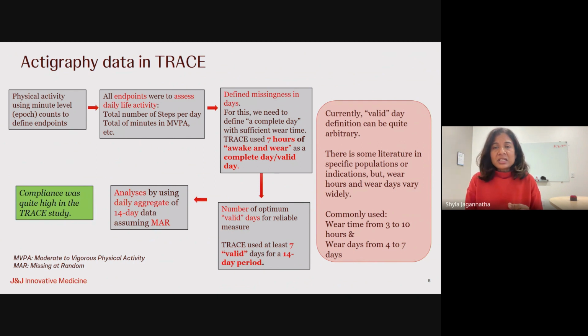You can see a lot of these kinds of definitions in the literature, like how many hours constitute a complete or valid day, or per week. And they are all over the place. The commonly used wear time can vary anywhere from 3 to 10 hours per day, and wear days can be anywhere from 4 to 7 days. And there's nothing specific for this indication. After this kind of aggregation, the analysis was performed assuming missing at random using MMRM. And using this kind of aggregation, the compliance in this study was very high. Okay, so this was what was done. So next slide.